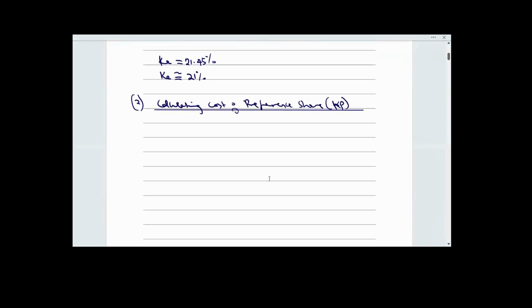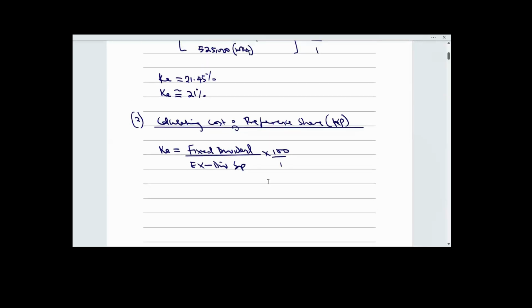So the formula for calculating cost of irredeemable preference share. Of course, we said cost of irredeemable preference share is the ratio of fixed dividend to XD share price. Let me write the formula down first: fixed dividend to XD share price, multiplied by 100/1. Preference share does not have growth. There's nothing like growth under preference share.